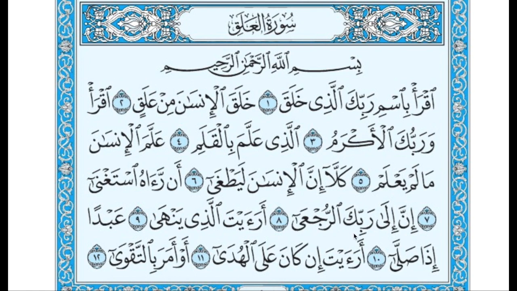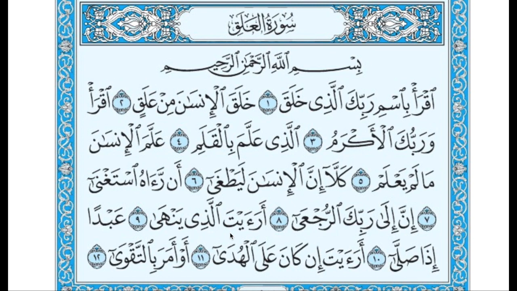Verily to your Lord is the return. This is the word Lord, Rabb, and ka is your. Now here, you have to know the difference between fatha and alif. You have to say inna, not inna. Inna is alif, right? Inna is fatha. Okay? Verily unto your Lord is the return.